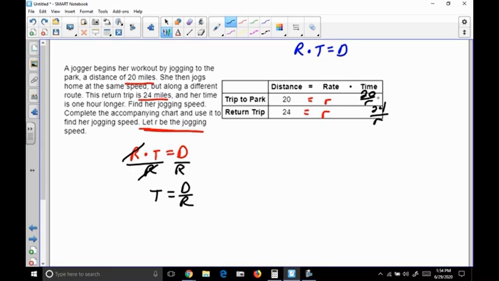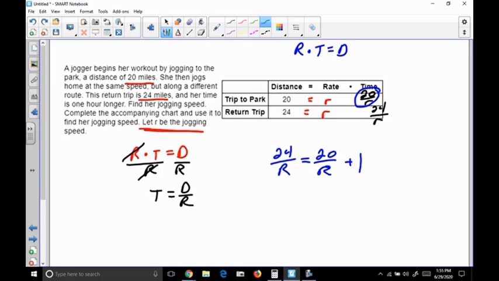So this is an expression for how long it takes for her to jog to the park, and this is an expression for how long it takes her to come back. So then they say something else about the time. The trip back is 1 hour longer than the trip to the park. So if we knew this time, this one is 1 hour more than that time. The time to come back is 1 more than the time to the park. So the time to the park plus 1 hour is how long it takes to come back.